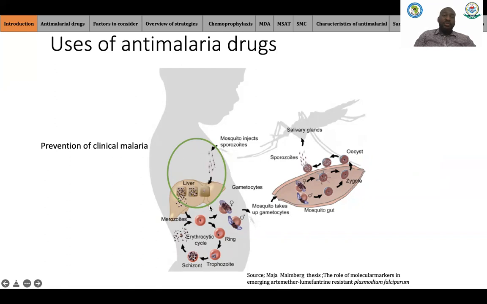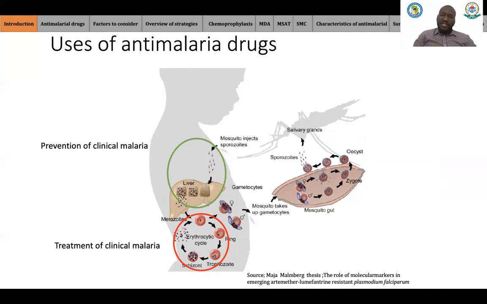The second use of antimalarial drugs would be treatment of clinical malaria. Here the red blood cells are being attacked by the parasite, and this is where the largest biomass of parasites is being produced in the erythrocytic cycle. If you compare this with the extraerythrocytic cycle in the liver, there's a smaller amount of parasites in that section, but the majority of the biomass of the parasites is in the erythrocytic cycle, where you can treat clinical malaria.